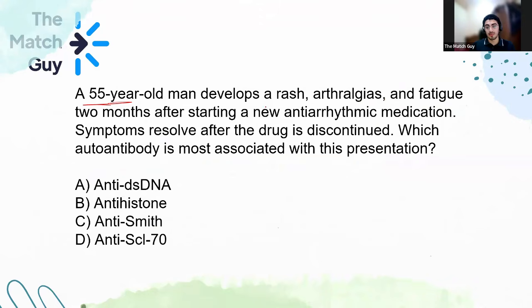We have a 55-year-old man who develops rash, arthralgia, and fatigue 2 months after starting a new antiarrhythmic medication. The symptoms resolve after the drug is discontinued. Which autoantibody is most associated with this presentation? Amazing, everyone. So this is called drug-induced lupus. The patient will start a medication, and after that, he will have symptoms similar to SLE. And the autoantibody specific for drug-induced lupus is antihistone antibody.